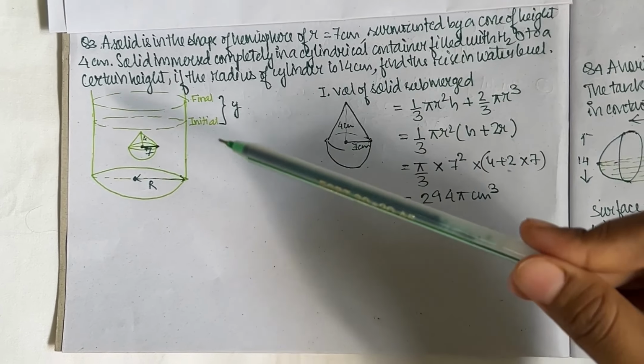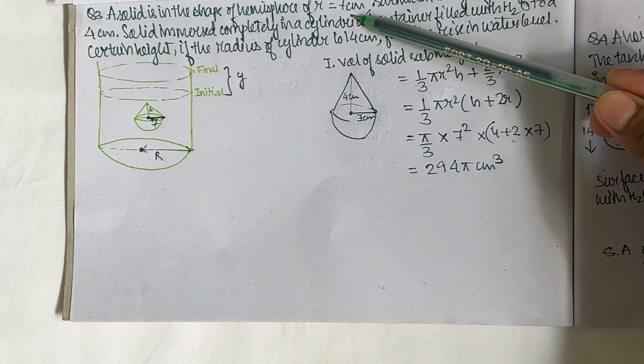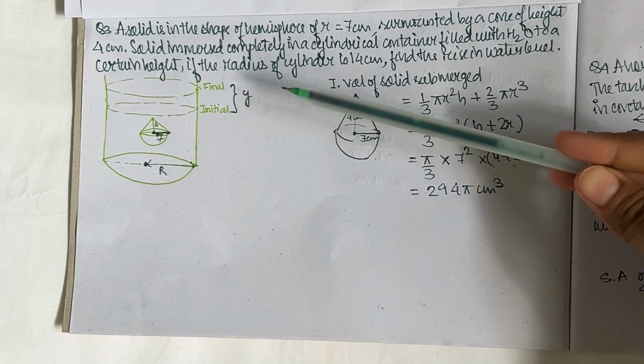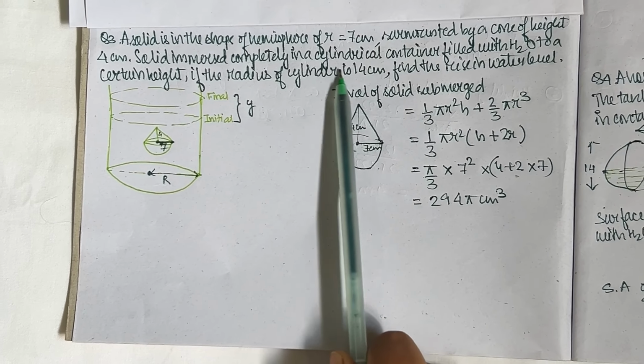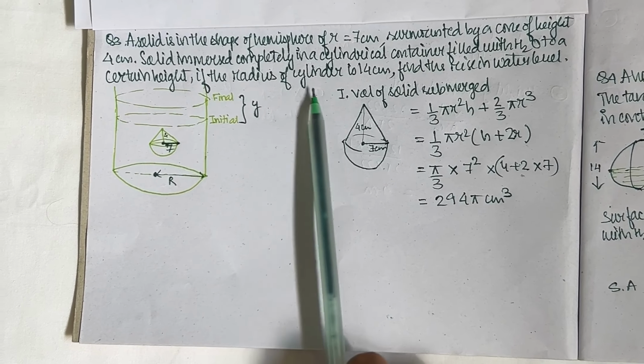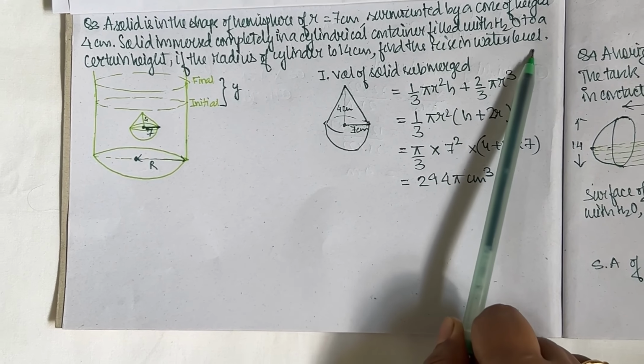Now for the third sum, a solid is in the shape of a hemisphere where r is 7 centimeter, surmounted by a cone of height 4 centimeter. The solid is immersed completely in a cylindrical container filled with water to a certain height. If the radius of the cylinder is 14 centimeter, find the rise in the water level.